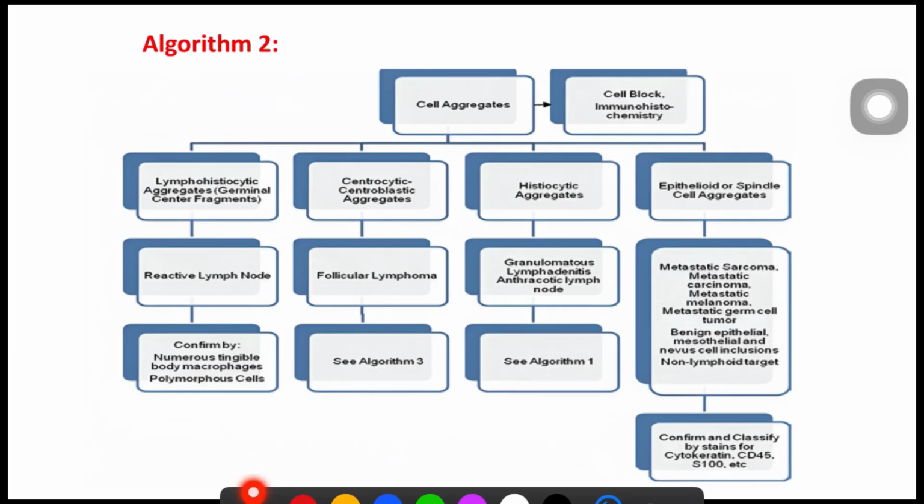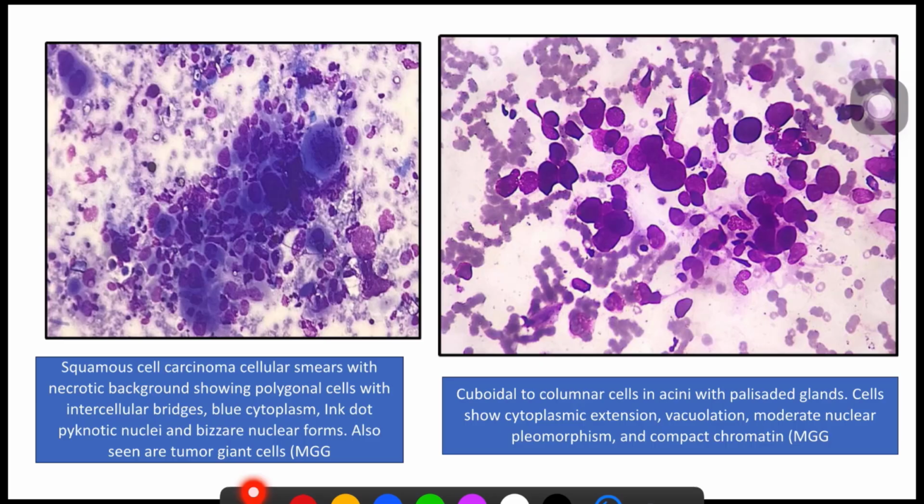And epithelioid or spindle cell aggregate, then rule out metastatic sarcoma, metastatic carcinoma, melanoma or germ cell tumor, some benign epithelial or mesothelial and nevus cell inclusion and non-lymphoid target. And it is confirmed and classified by cytokeratin, CD45 or S100 IHC markers. So, if you can identify this type of aggregates in low power, then go in search in high power view of what type of aggregates is there.